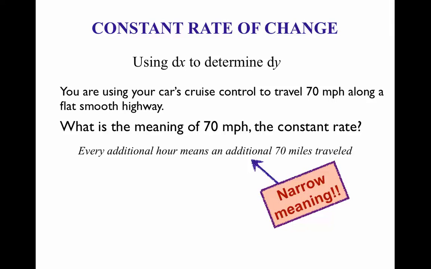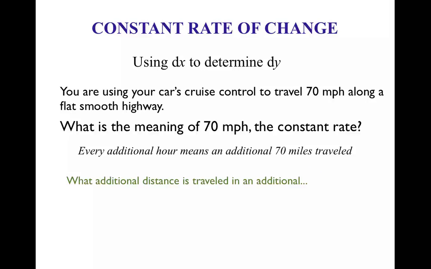All right, well, this is a very narrow meaning. We want to do much better than this. You know that it means a lot more. You just don't know that you know that it means a lot more than that. Let me show you. Ready? Here we go. What additional distance is traveled in an additional 2 hours? If an additional 2 hours goes by, how many additional miles do you travel? 140. So you know something else.